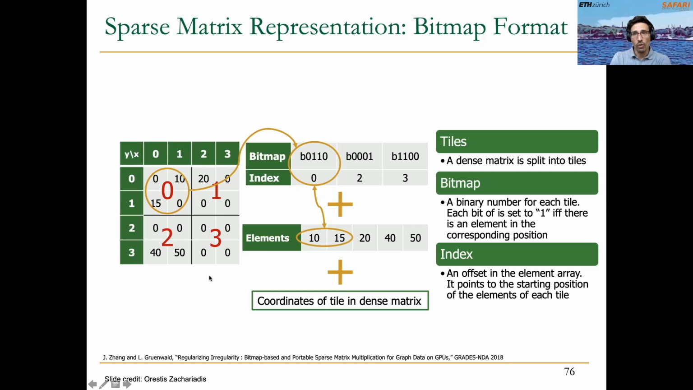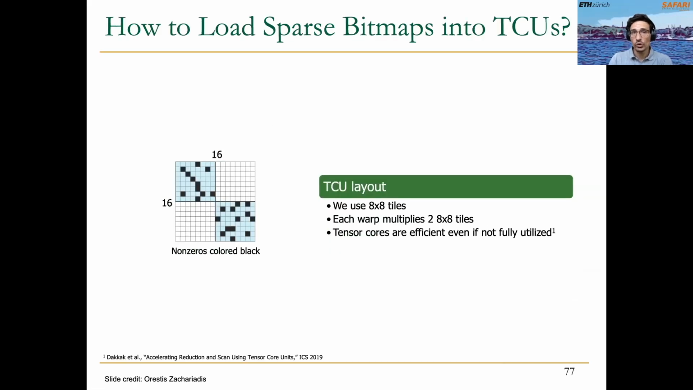And now, how do we load the sparse bitmaps into the TCUs? We are going to make use of the TCUs, but not the complete TCU. For example, assuming that we are using the default configuration of 16 by 16 tiles, what we are going to do is map 2 tiles of 8 by 8 onto the 16 by 16 tiles that the TCUs provide. We cannot use all functional units or processing elements here, because otherwise we won't obtain correct results.